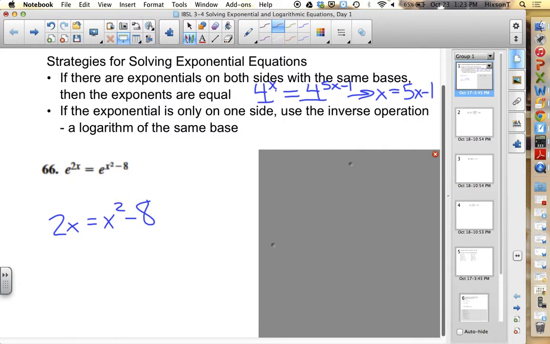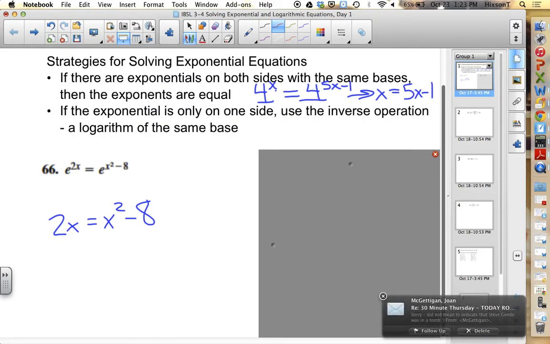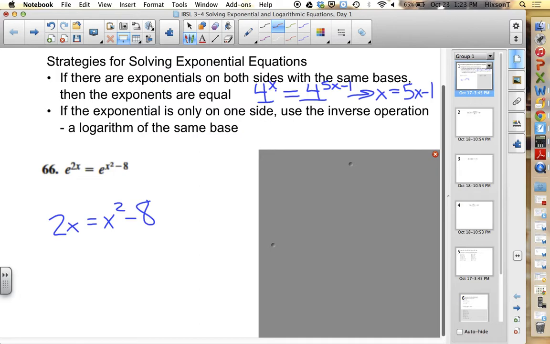It also works because it's just common sense. I mean, you have the same thing raised to a power. If they're equal, the powers must be equal. Okay? Yes? I'm confused. Is the 8 part of the power? Yes, it is. I wrote it a little big in mine. Yeah, 8 is part of the power. Otherwise, we couldn't do it that way. I did it like a quadratic equation. Yeah, this is e to the x squared minus 8 power.